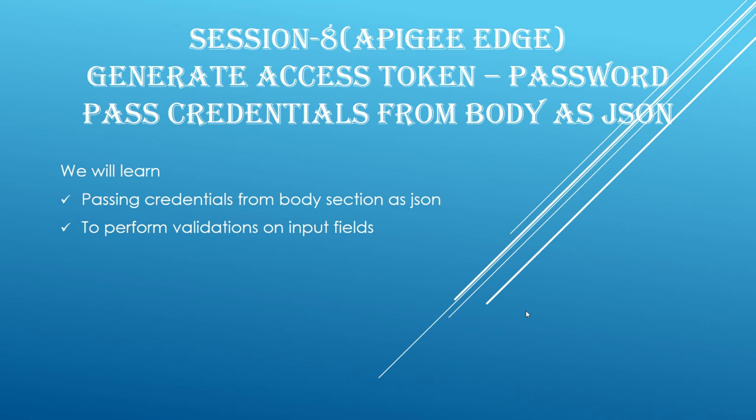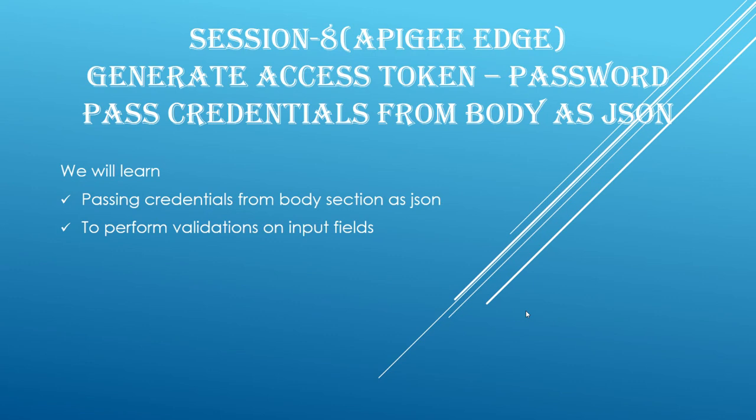In this session, we will learn about sending user credentials from the body section as JSON and extracting them at Apigee, and then passing them to the OAuth2 policy in order to generate an access token using the password grant type.